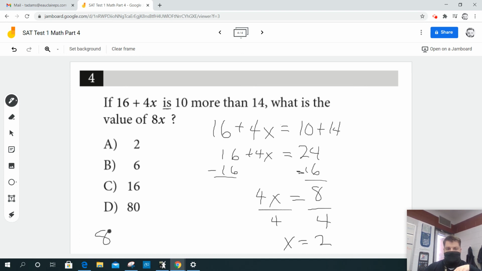But they want to know what's 8x. Well, 8x is equal to 8 times the value of x, which is 2, which is 16.